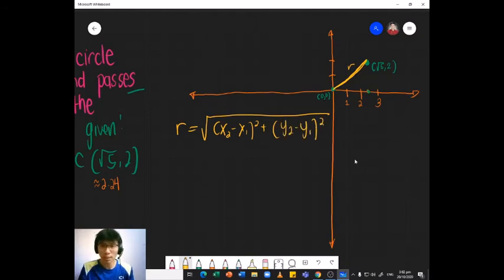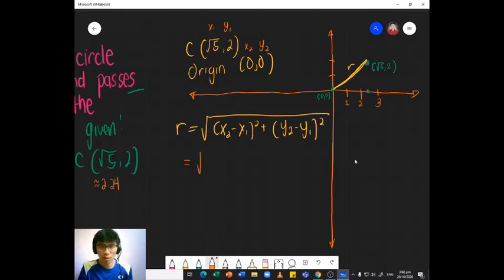Okay, what are my points here? I have a center that is square root of 5 and 2, and I have the origin. What is the point of the origin? Origin is at 0, 0. Either way, let's try to substitute. Maybe I'm going to use this center as my x sub 1 and y sub 1, and the origin is my x sub 2 and y sub 2. So let's substitute it here in our distance formula. What is my x sub 2? That is 0 minus this one. X sub 1 is square root of 5.